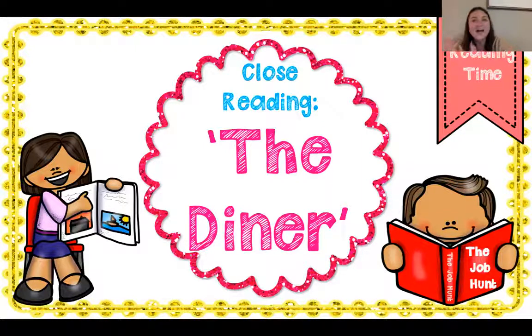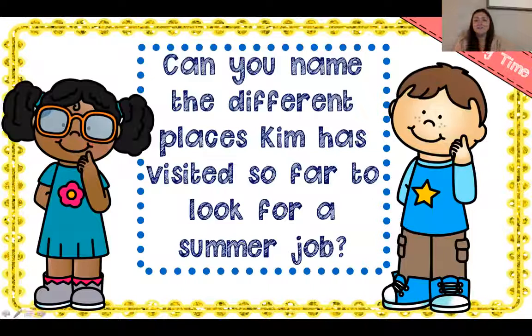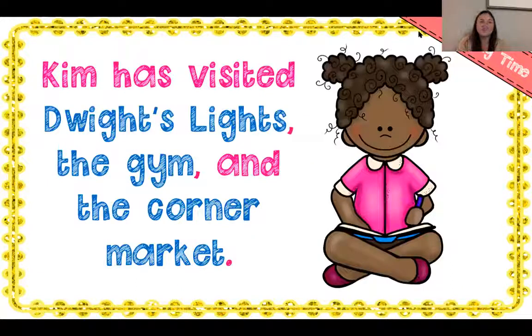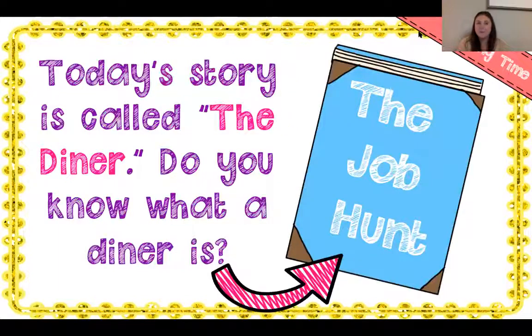Okay, so as you know, we have Kim and Kurt. They are on a job hunt. So far, Kim has been turned down by every place she's applied to. Can you name the different places Kim has visited so far to look for a summer job? I know she's been to Dwight's Lights. She has been to the gym. She has been to the corner market. Okay, Kim has visited Dwight's Lights, the gym, and the corner market.